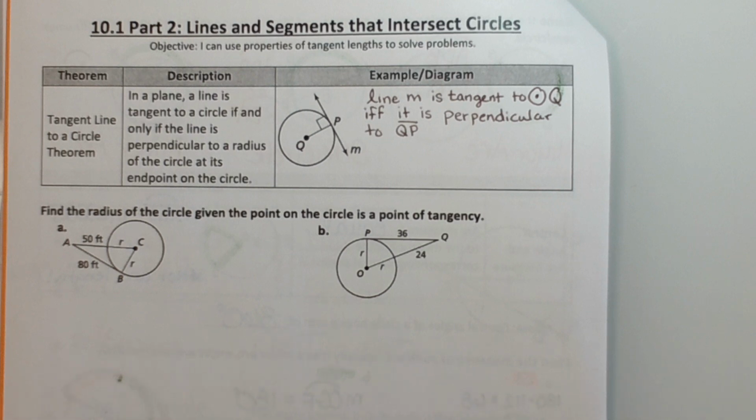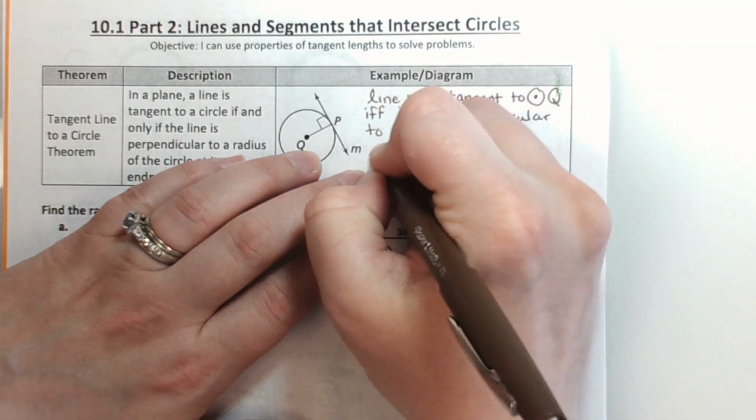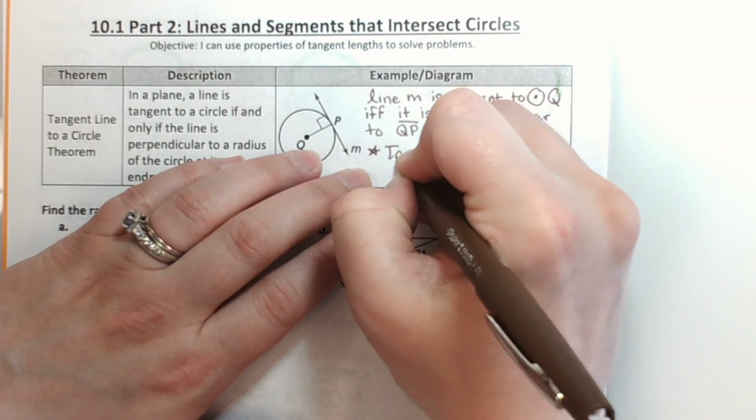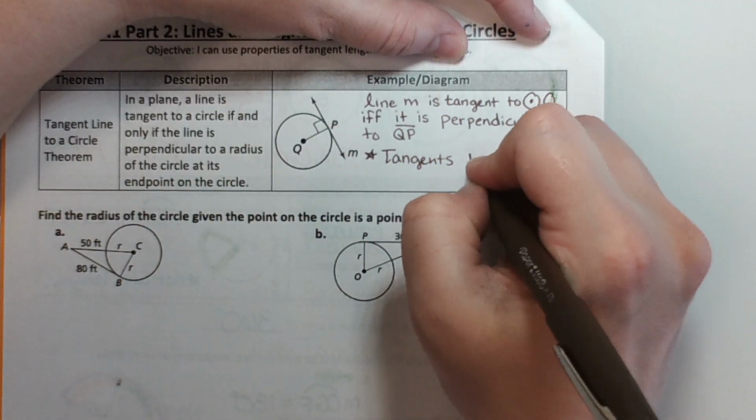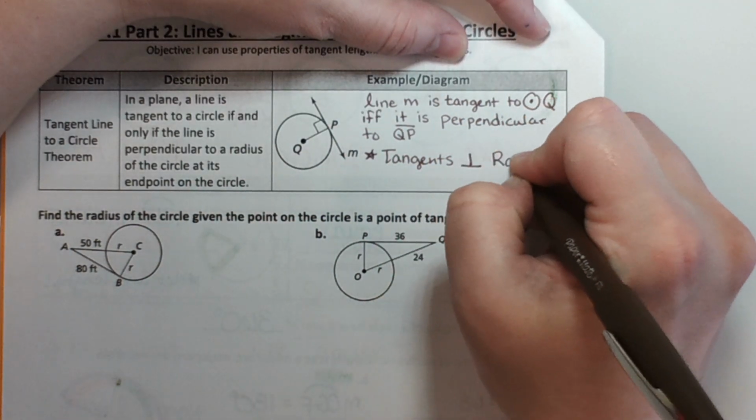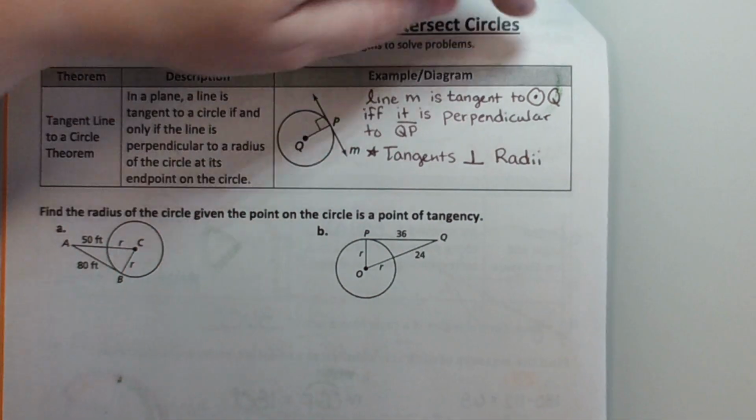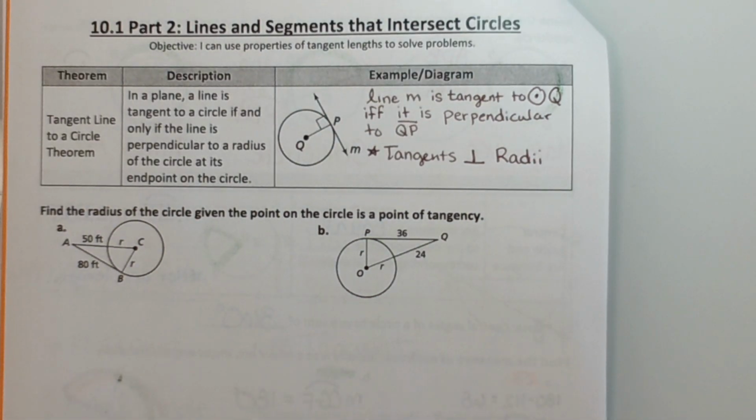That's what the actual theorem says. The key thing that you need to know from this is tangents are perpendicular to radii. Specifically at the point of tangency.